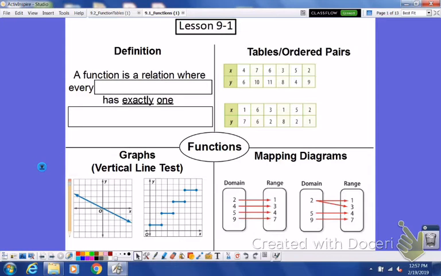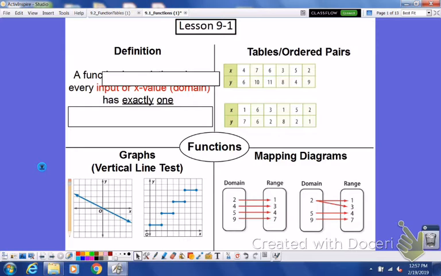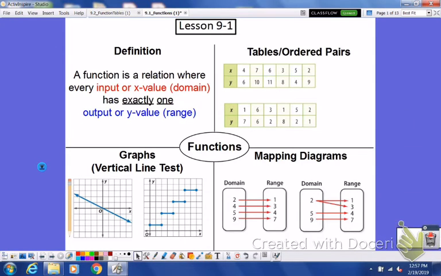Alright guys, welcome to chapter 9. In this chapter we're going to start talking about functions. We've been talking about equations, now we're going to work with functions. So our definition here, a function is a relation where every input or x value, which is our domain, has exactly one output or y value, which is our range.